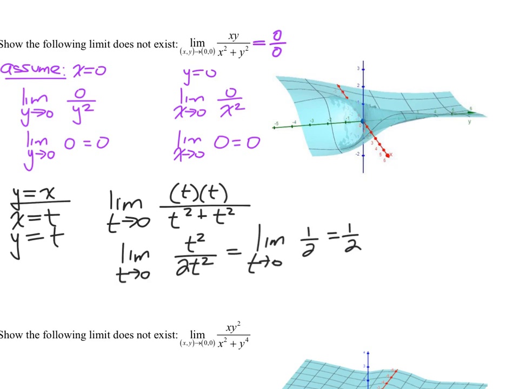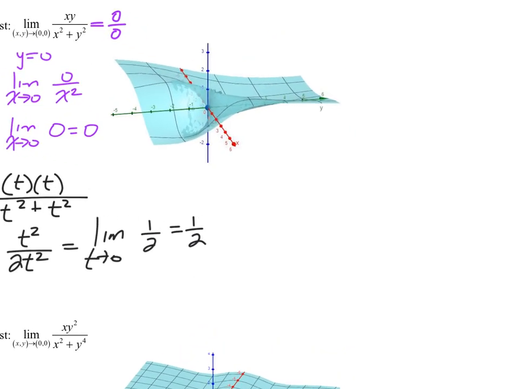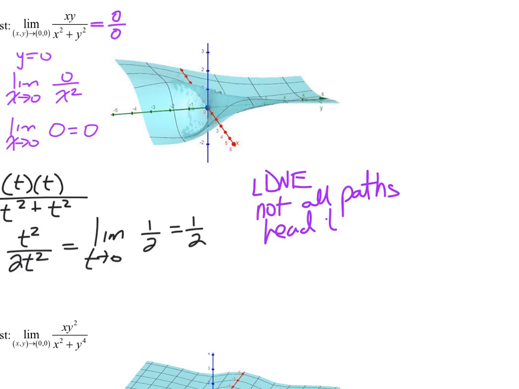All right, so in this case, we're saying the limit does not exist. Not all paths lead to the same outcome. Shorthand that to like 2 of your paths, like the 0 is not equal to 1/2.